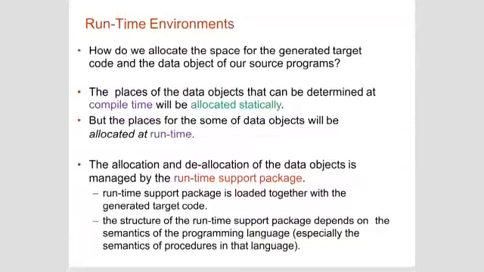Next, how do we allocate the space for the generated target code and the data objects of our source program? The places of data objects that can be determined at compile time will be allocated statically. But the places for some data objects will be allocated at runtime. Let's take an example related to static allocation and dynamic allocation. In C++, the static variable is available. We have already discussed the static variable. So what is a static variable? As its name suggests, that variable's detail can't be changed. That's why it's called static.